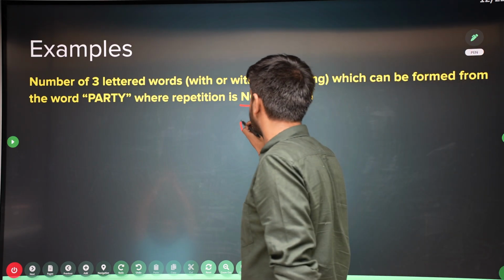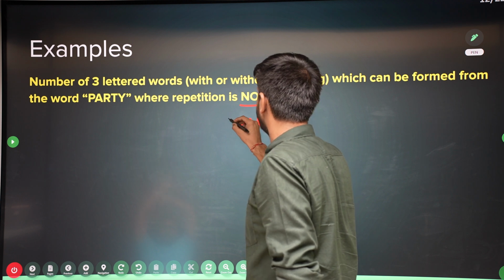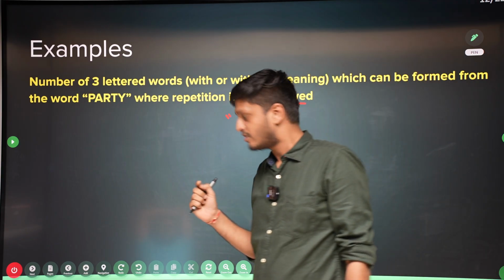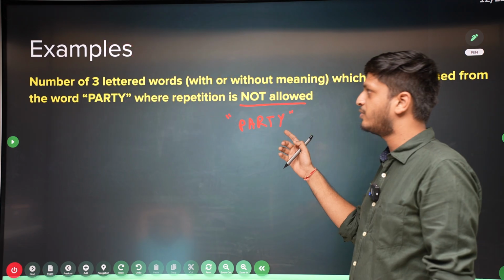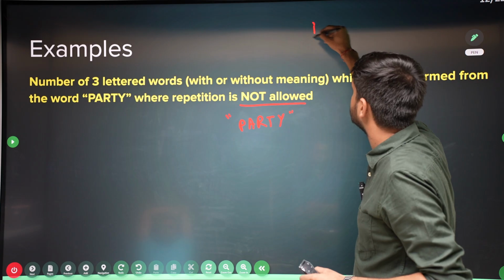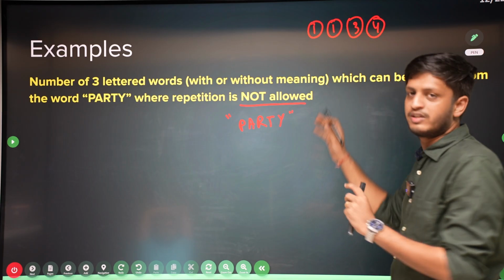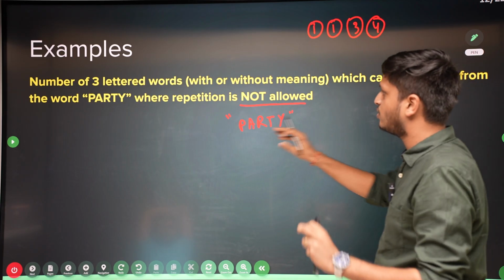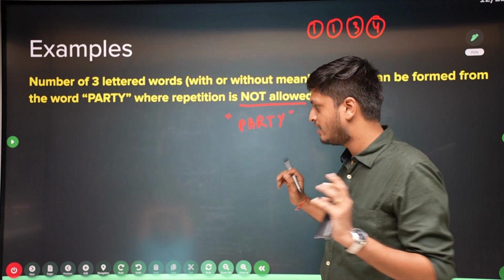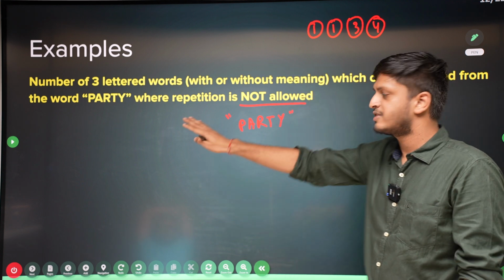So we have party. The most important thing to note here is all 5 objects are different. In all the proofs I did so far for permutations, I assumed that objects are different. We are not arranging objects like 1, 1, 3, 4. No, you don't have 2 ones. Here also the objects are different. You have 5 different objects, P, A, R, T, Y. In the later questions you will see the objects will repeat and I'll tell you how to solve that. But for now objects are different.